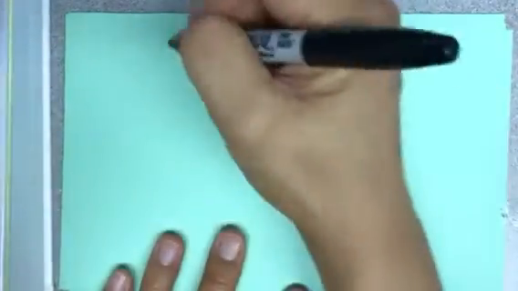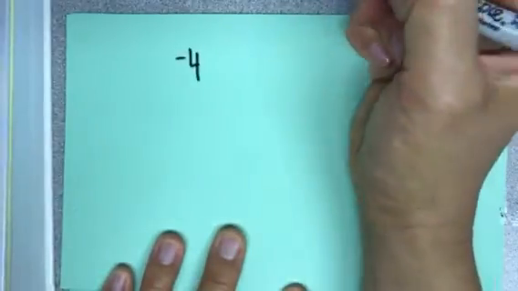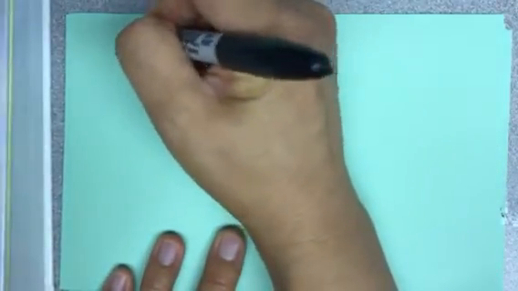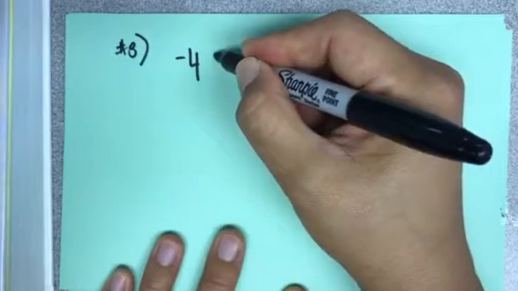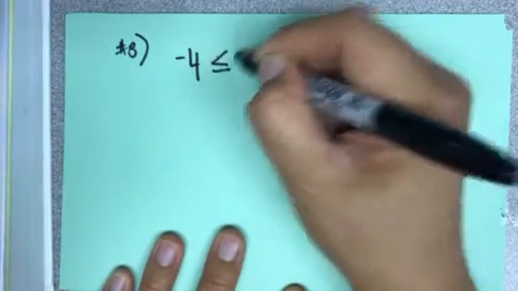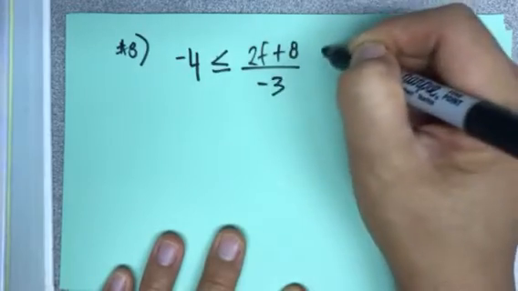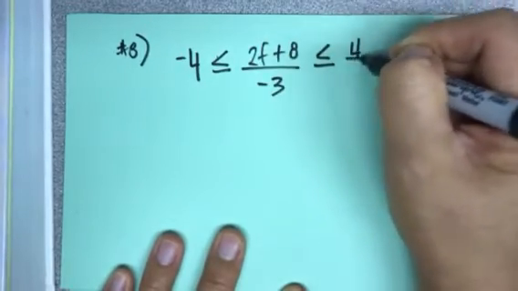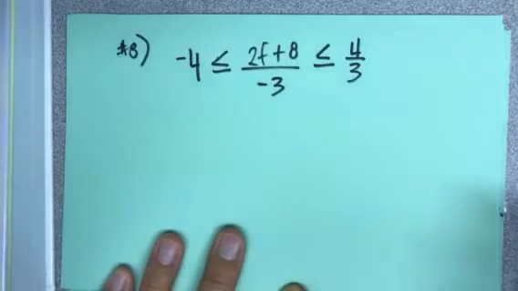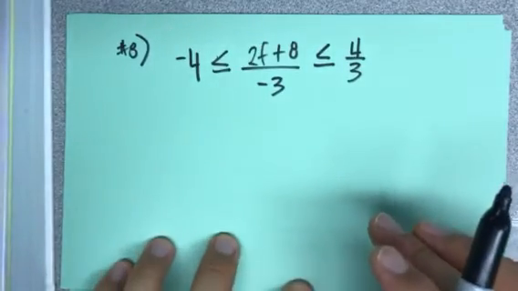Okay, they want to know what is this number. So this is going to be number 8, by the way, on the same page, page 9. It says -4 is less than or equal to (2f + 8)/(-3), which is less than or equal to 4/3. Okay? Now let's just go over some inequality laws.